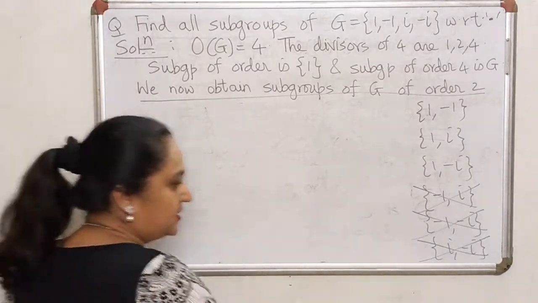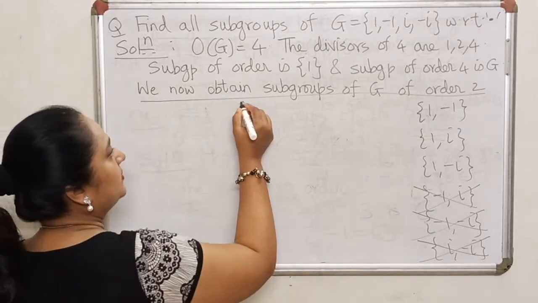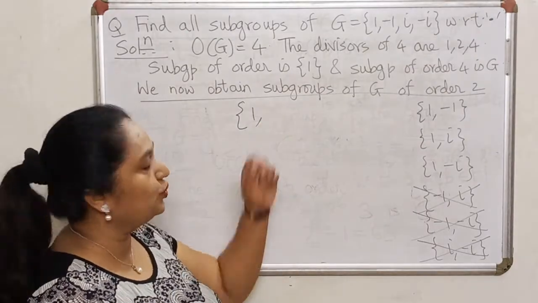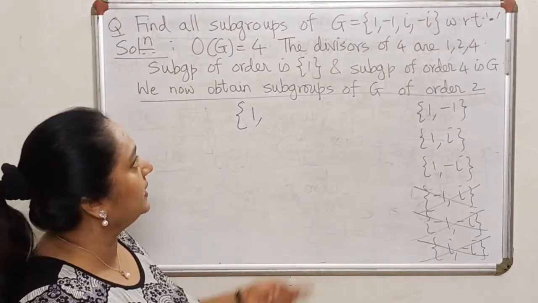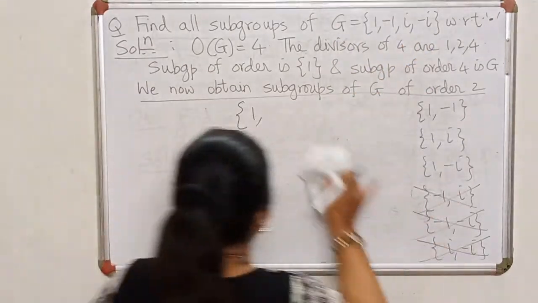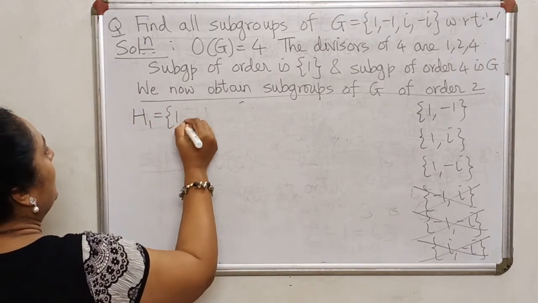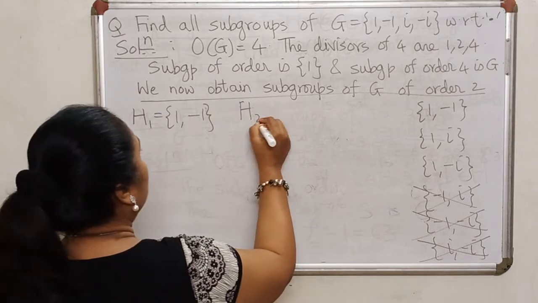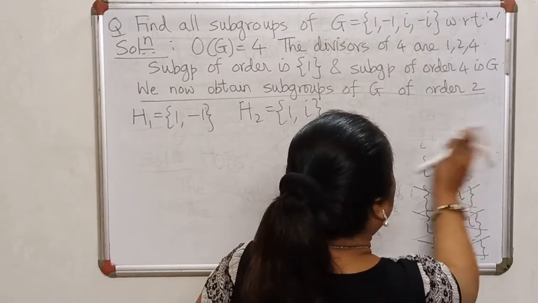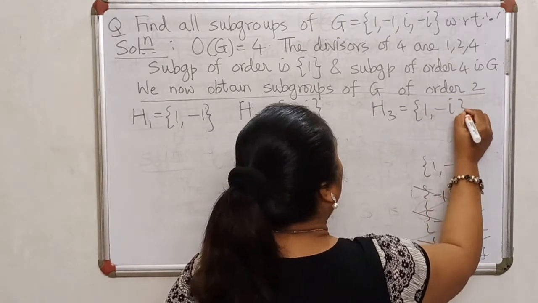In this case, since I'm interested in subsets of size 2 which will ultimately become subgroups, I fix one element as the identity and I choose my other element. Now my other element can be either -1, i or -i. So I have essentially 3 subsets: {1, -1}, {1, i} and {1, -i}.